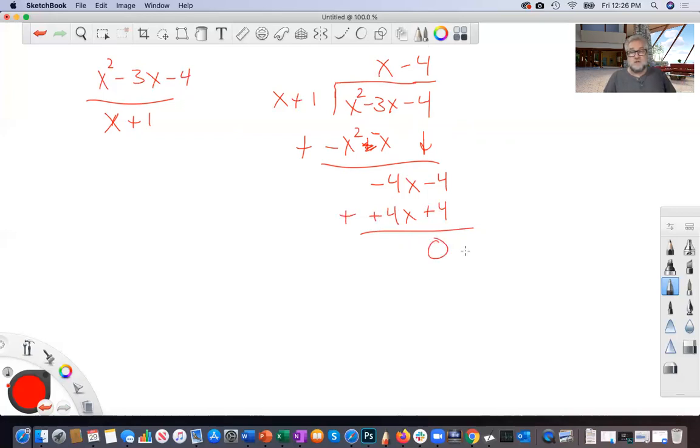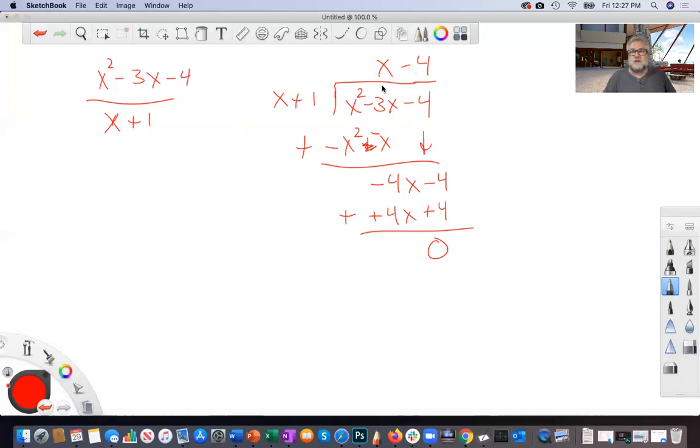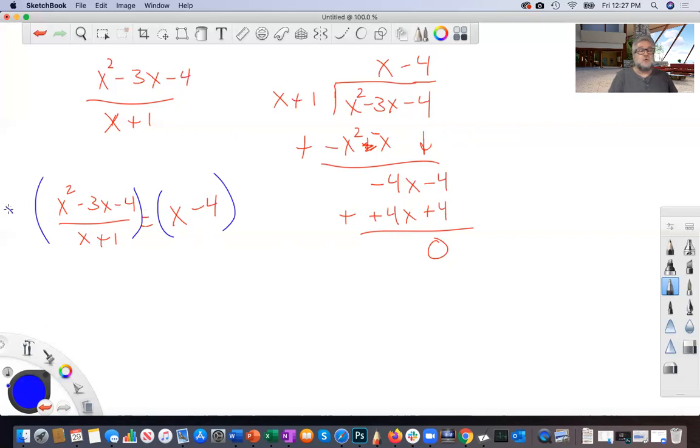Yay, no remainder. That means this is a factor of this guy. So now I can rewrite this. X squared minus 3x minus 4 over x plus 1 equals what we got from the division, x minus 4. And again, I can multiply through by the denominator because I'm cool, and I can do that.